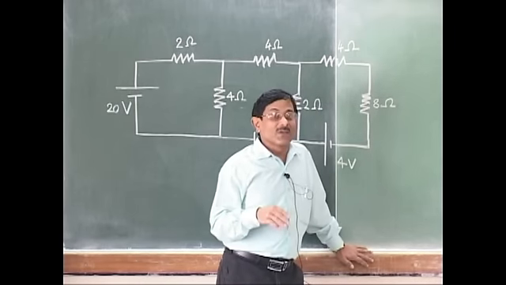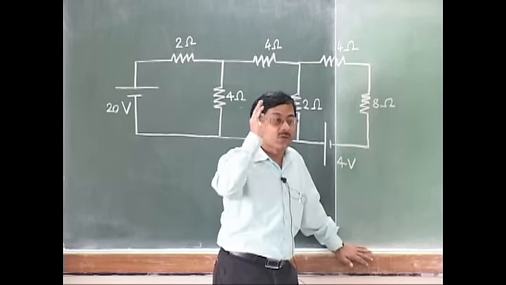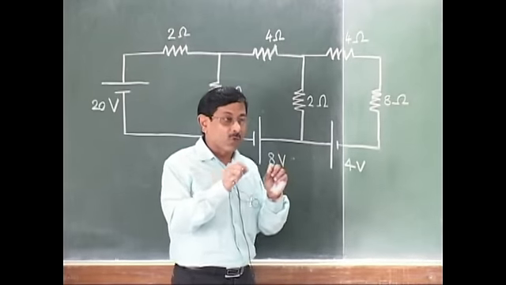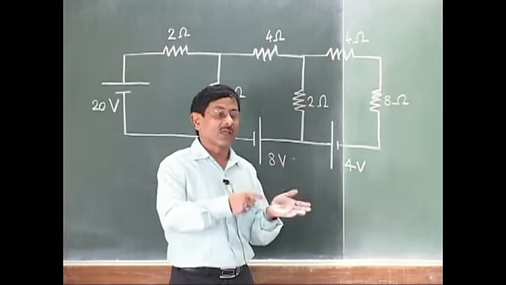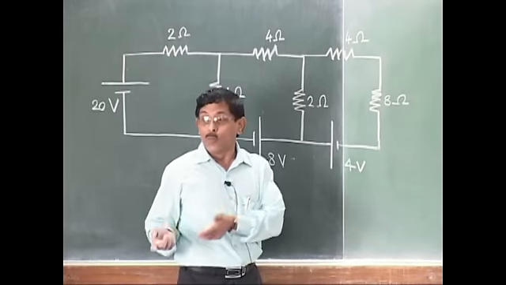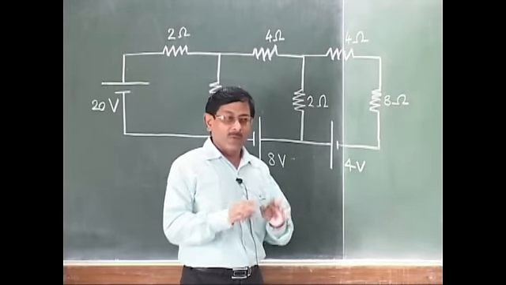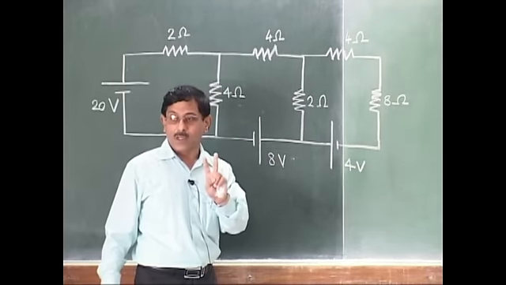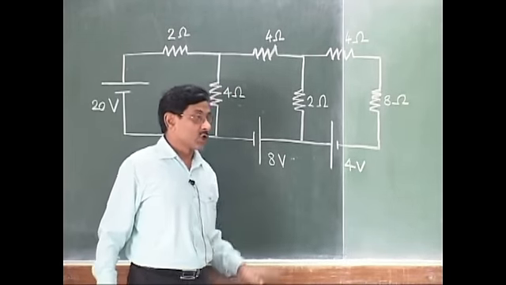Sometimes the first law is called the point law. Point means because you are applying the first law to a node or junction. So, junction law or point law. The second law is also called a mesh law or loop law. So many names are there, but there are basically only two types of laws, two laws given by Kirchhoff.